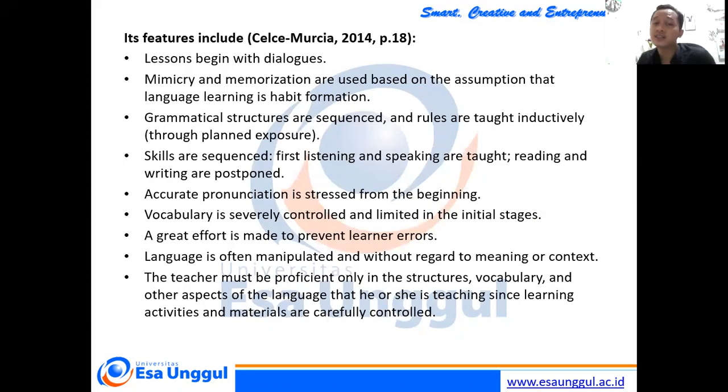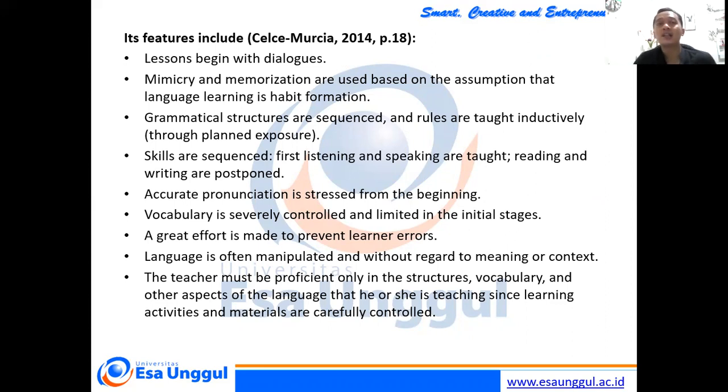Now, compared to the direct method, the features of the audiolingual method, which is also called the army method, are as follows. Lessons begin with dialogues. Mimicry and memorization are used, based on the assumption that language learning is habit formation. Grammatical structures are sequenced, skills are sequenced, accurate pronunciation is stressed from the beginning, vocabulary is severely controlled, a great effort is made to prevent learner errors, language is often manipulated without regard to meaning or context, and the teacher must be proficient only in the structures, vocabulary, and other aspects of the language. The main feature of this is mimicry and memorization, habit formation.